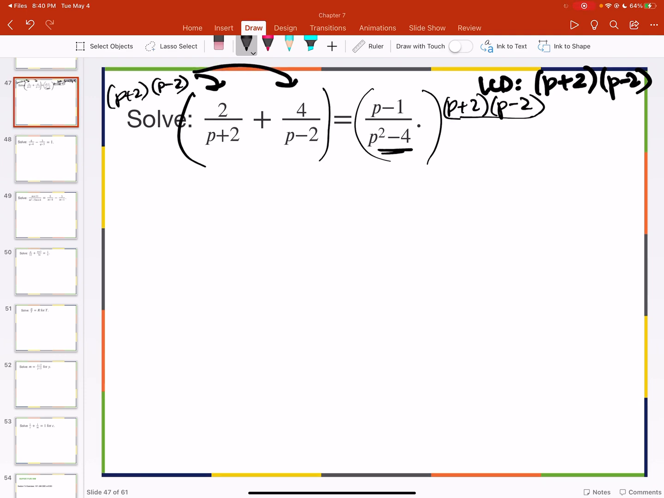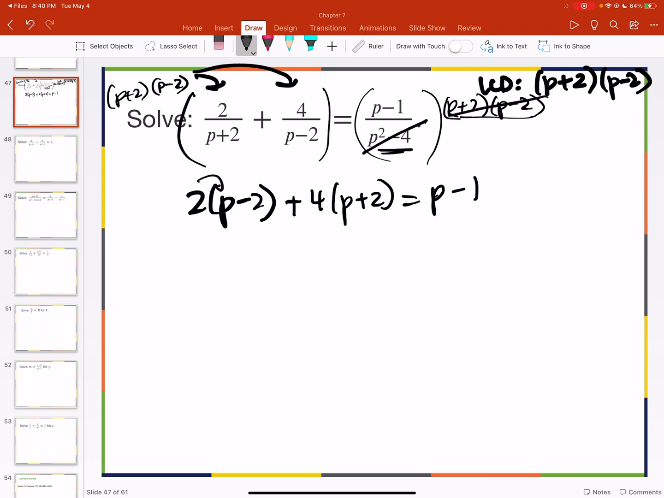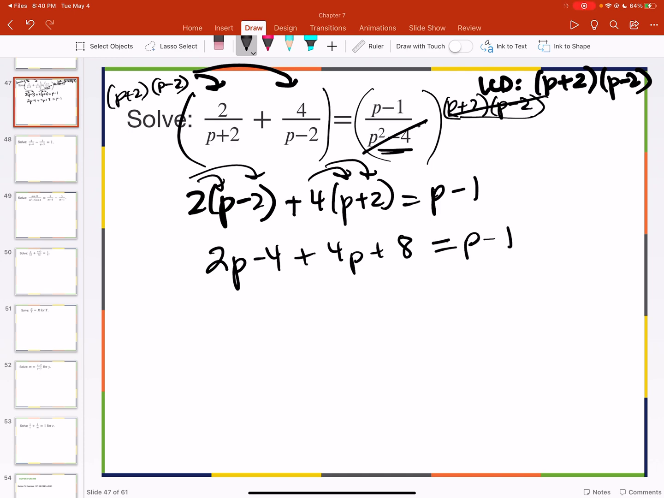For the first term, the p plus 2's are going to cancel out, and you get 2 times p minus 2. For the second term, the p minus 2 term is going to get canceled out, so you get 4 times p plus 2. And for the last term, you're just going to get p minus 1. So distribute and combine like terms, then simplify, and then solve for the variable. 2p minus 4 plus 4p plus 8 is equal to p minus 1.